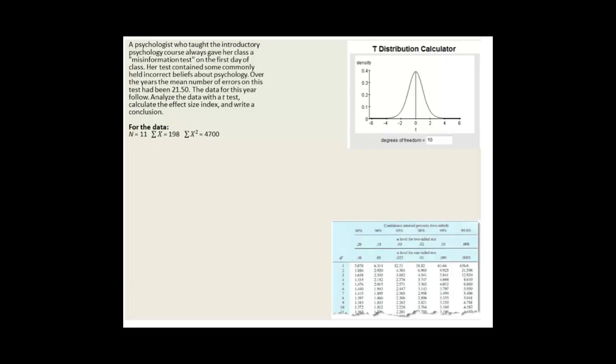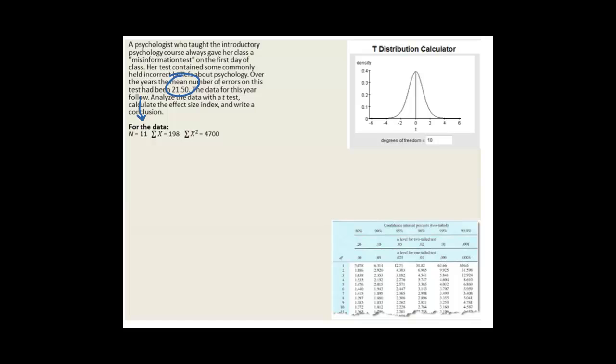Okay, in the second example, I now actually have a context for it. The psychologist who taught the introductory psychology course always gave her class a misinformation test on the first day of class. Her test contained some commonly held incorrect beliefs about psychology. Over the years, the mean number of errors on this test has been 21.50. The data for this year follow, and we want to analyze these data with a t-test.